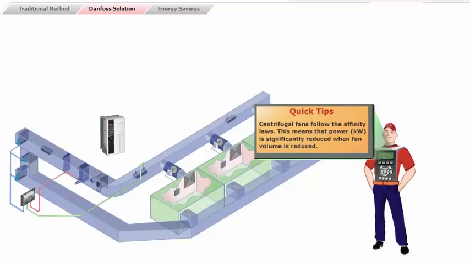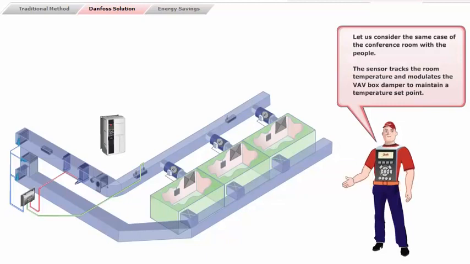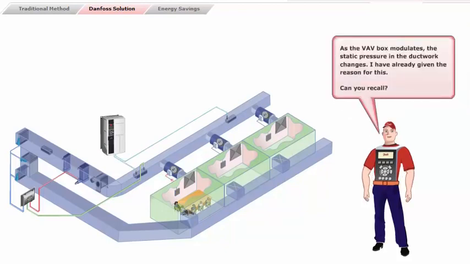Centrifugal fans follow the affinity laws. This means that power is significantly reduced when fan volume is reduced. Let us consider the same case of the conference room with the people. The sensor tracks the room temperature and modulates the VAV box damper to maintain a temperature set point. As the VAV box modulates, the static pressure in the ductwork changes.